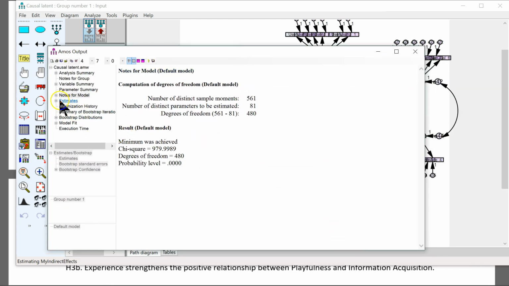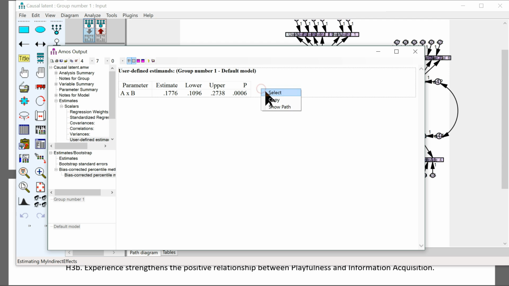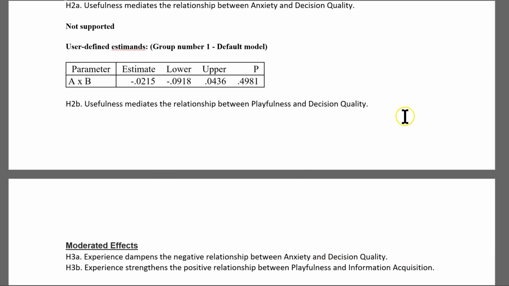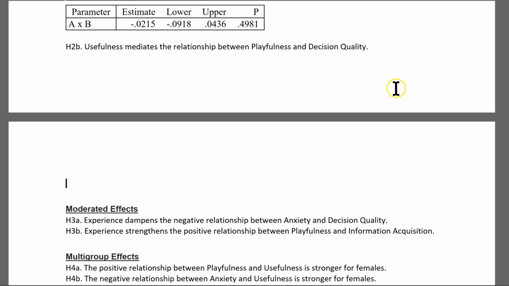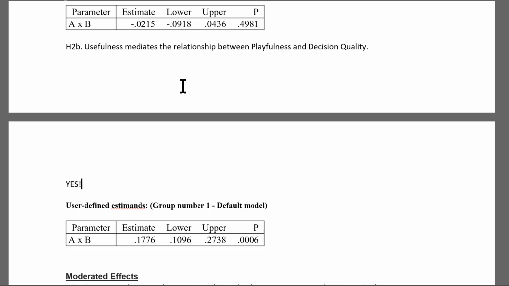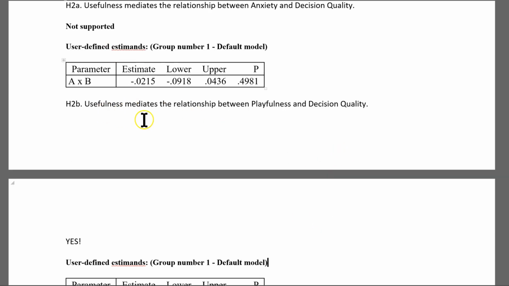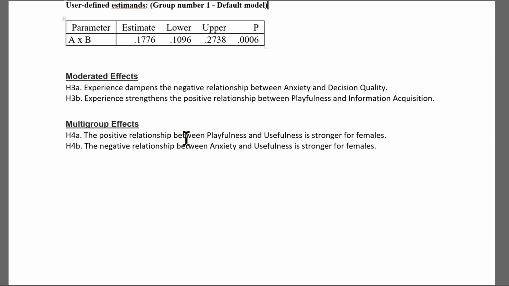We go estimates, scalars, user defined, bootstrap confidence. Here it is, and the answer is yes, there is mediation going on. How do I know? Because the p-value is significant, and if we look at the confidence intervals on that, let me put this down here. Yes, the confidence intervals, zero does not exist between these. So it is definitely different from zero. So, good. We have significant indirect effect there. We have a supported mediation. Okay, that's mediation. Moderated effects.